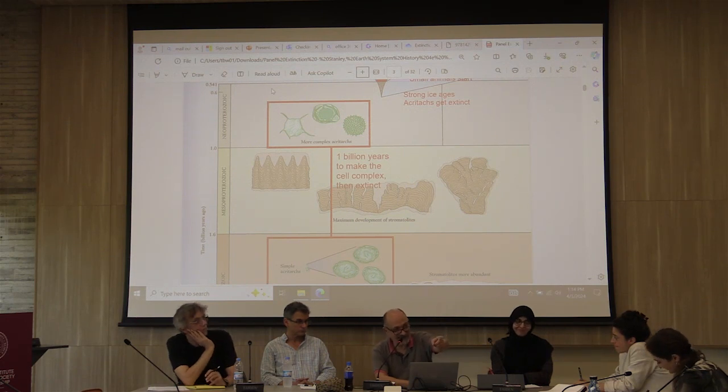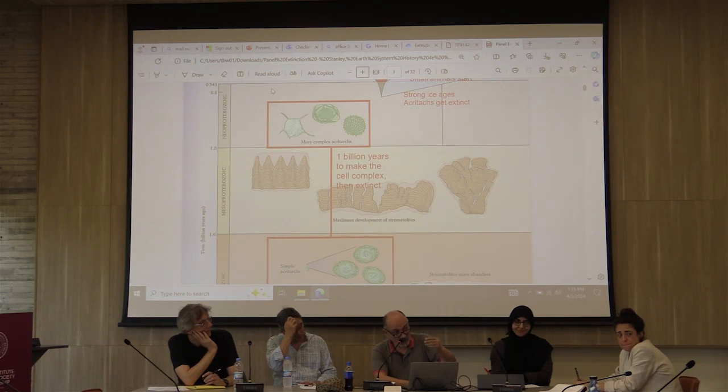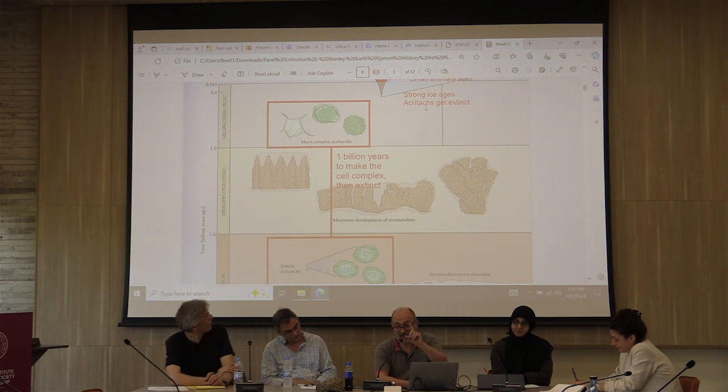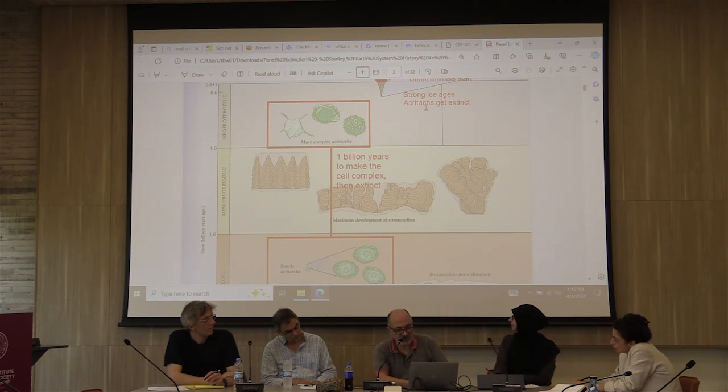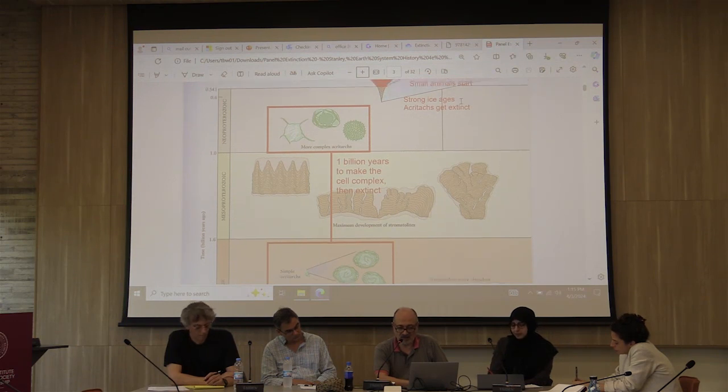That's exactly what we should do when we listen to the rocks, when we know the history of life on Earth. That's the right reaction. Okay, how? Yes, that's the problem. How did they get extinct? At the same time, even if I would say they were killed by ice, now you understand that we don't have a cause-effect relationship. There were ice ages, and the acritarchs got extinct.